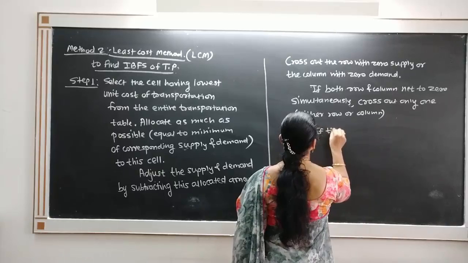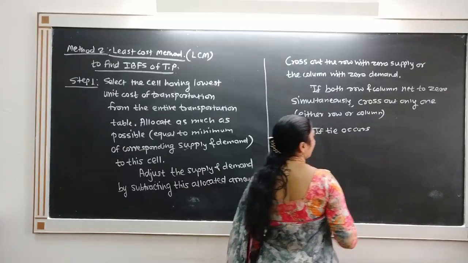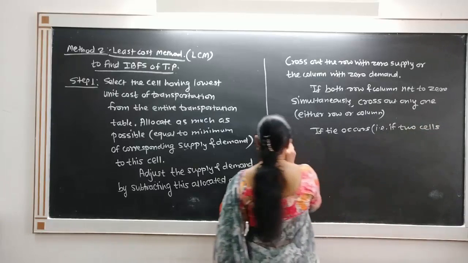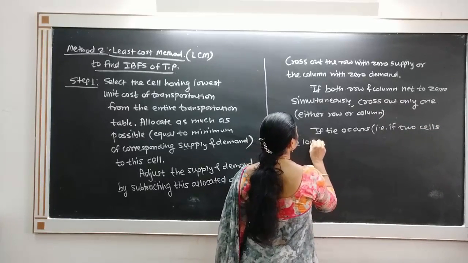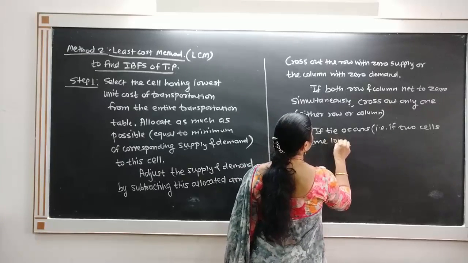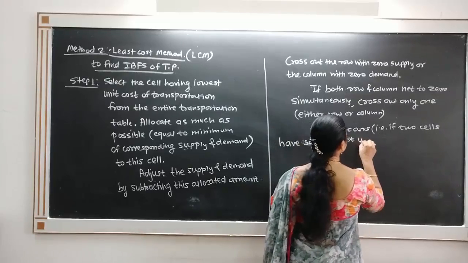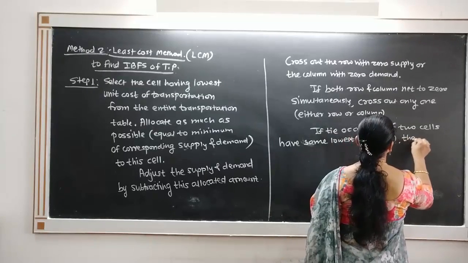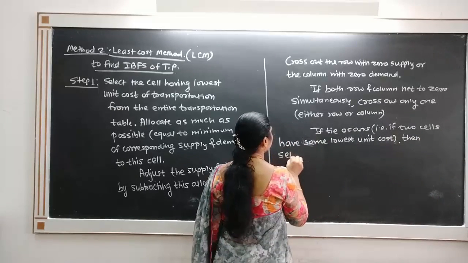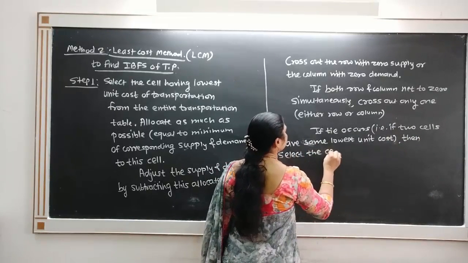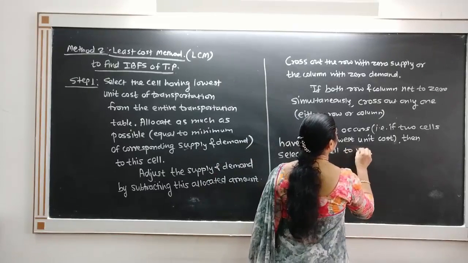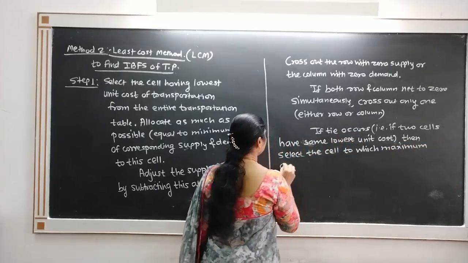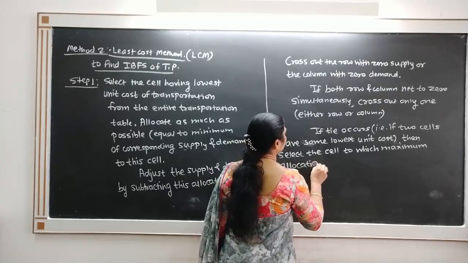If a tie occurs, that is, if two cells have the same lowest unit cost, then select the cell to which maximum allocation can be made.